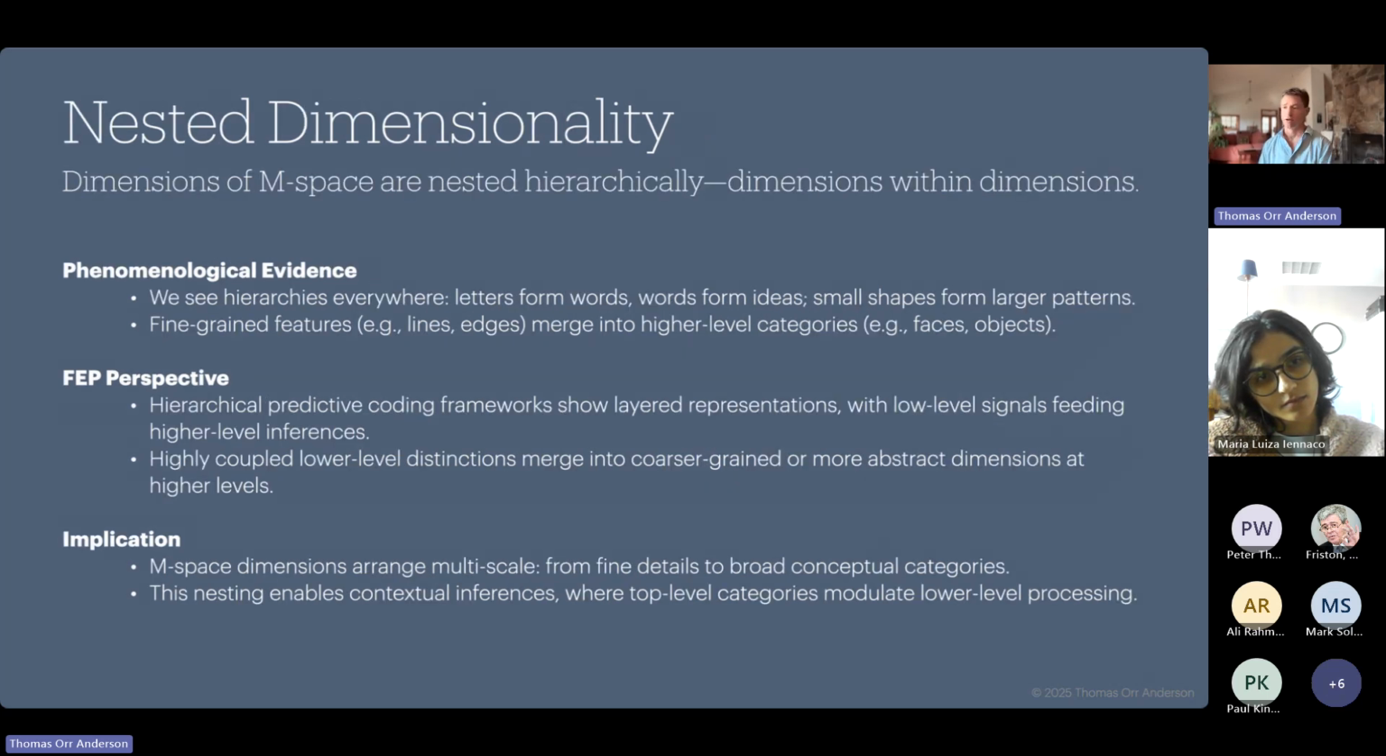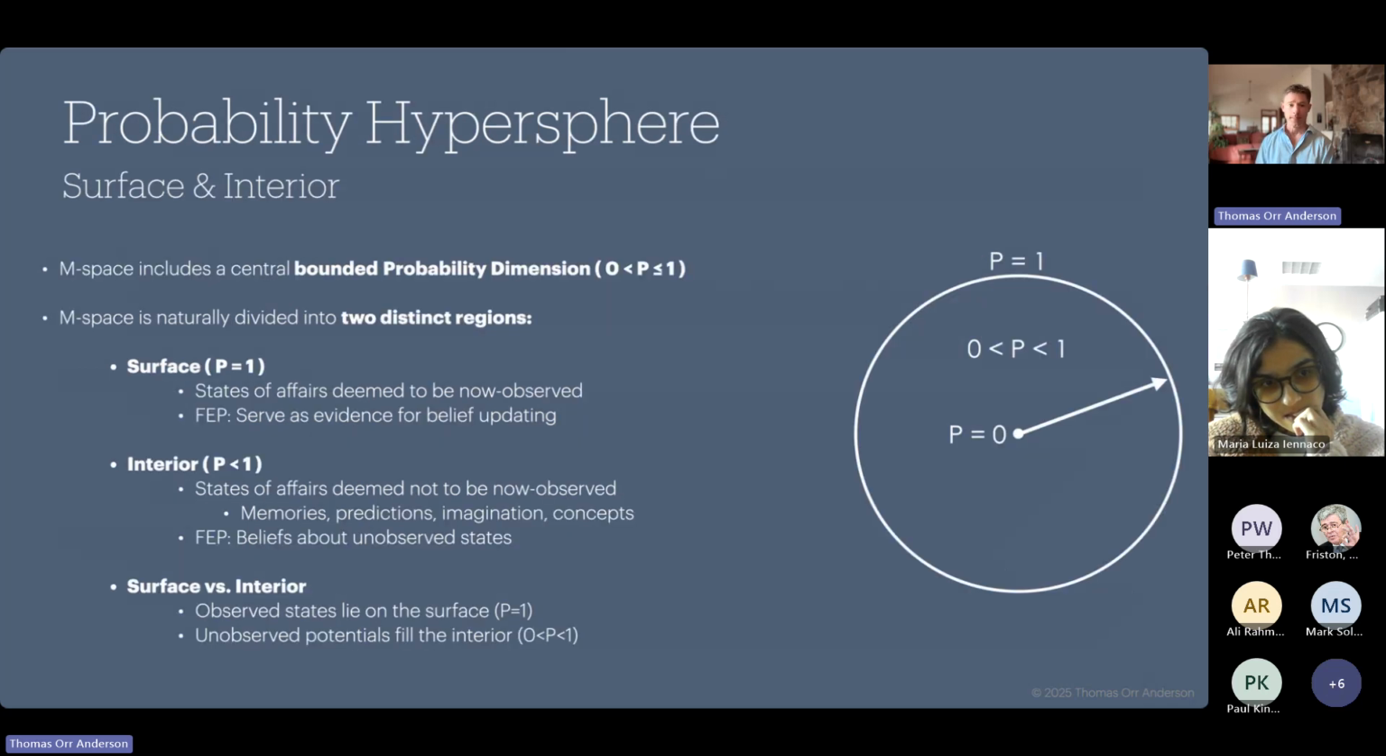Another feature of the dimensions of M space is that they are nested hierarchically, dimensions within dimensions. We see these hierarchies everywhere: letters to words, words to ideas, small shapes to larger patterns, fine-grained features into higher level categories, and so forth. I won't say anything about the FEP perspective because I know you are all familiar with the hierarchical nature of the generative model.